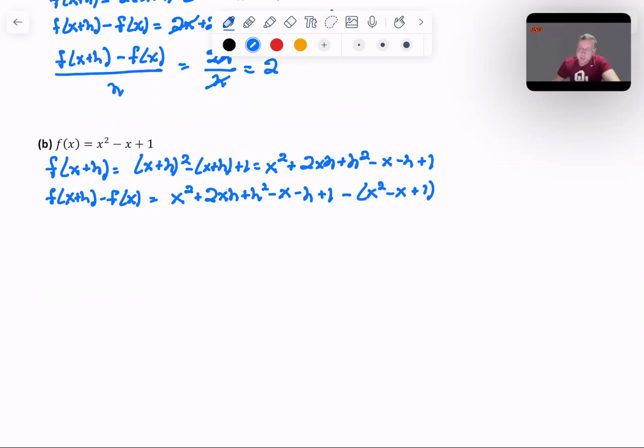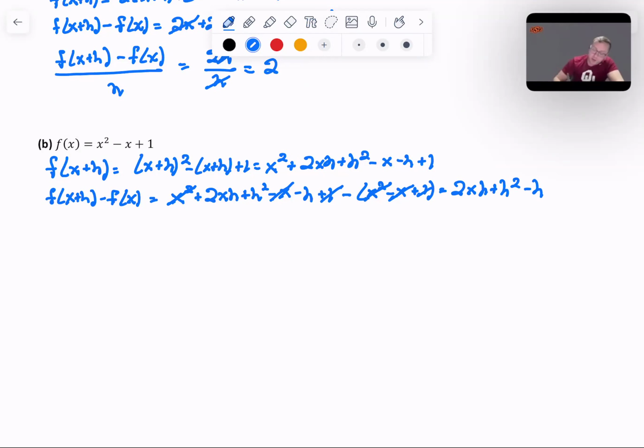Now we've got some simplifying to do. The x squared minus x squared goes away. The minus x and the plus x go away. And also the 1 minus 1 goes away. So this ends up being 2xh plus h squared minus h.